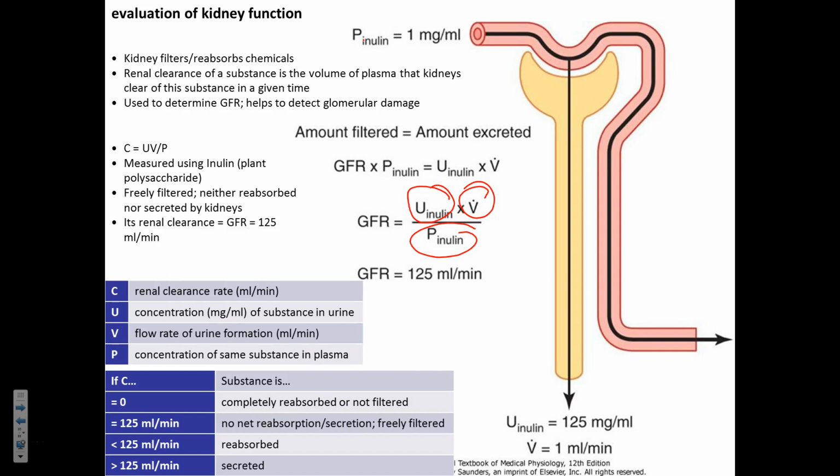So the amount of urine produced in a minute is measured. Concentration of substance in the urine is measured. Concentration of substance in plasma is measured. And if you would take these parameters for the drug called inulin, you will find out that renal clearance for inulin is 125 milliliters per minute.